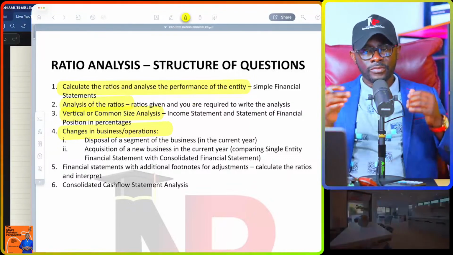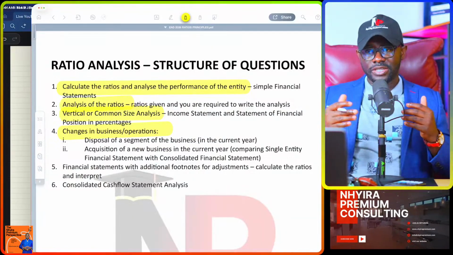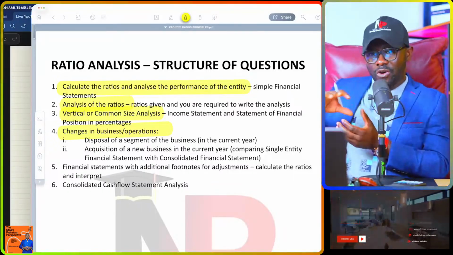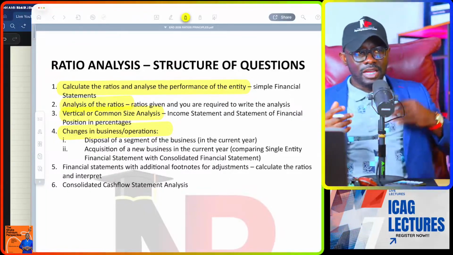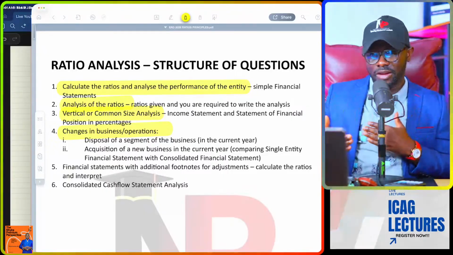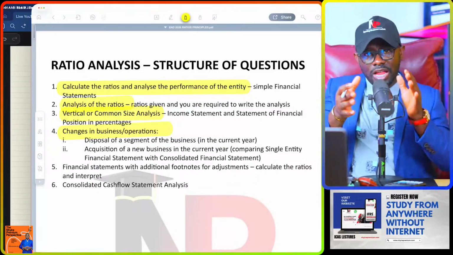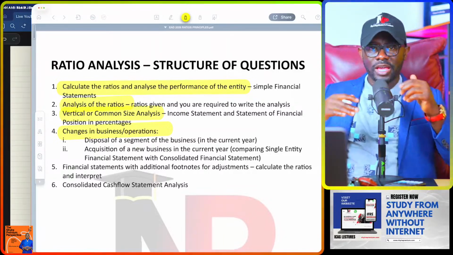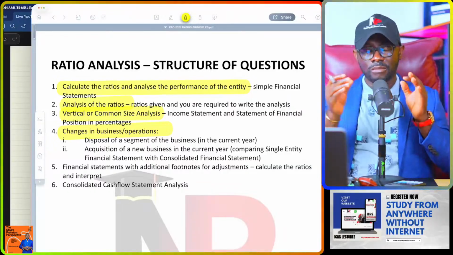Another styling of the change in business or operations is where there is acquisition. So at the beginning of the year or during the year, the entity acquires another business. So what does that mean? It means that the previous year financial statement may be a single entity financial statement, and the current year financial statement may be consolidated financial statement. And so in those styling of questions, how do we calculate the ratios? What adjustments are we required to make? And most importantly, how do we analyze the performance and position of the entity?